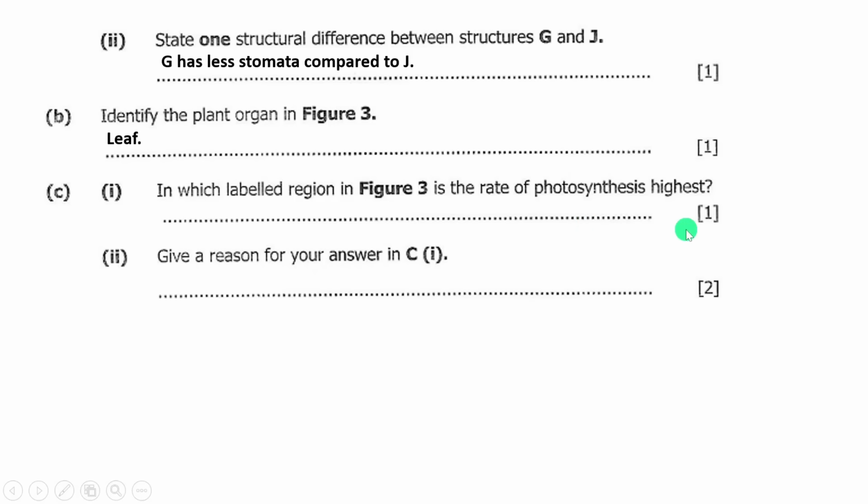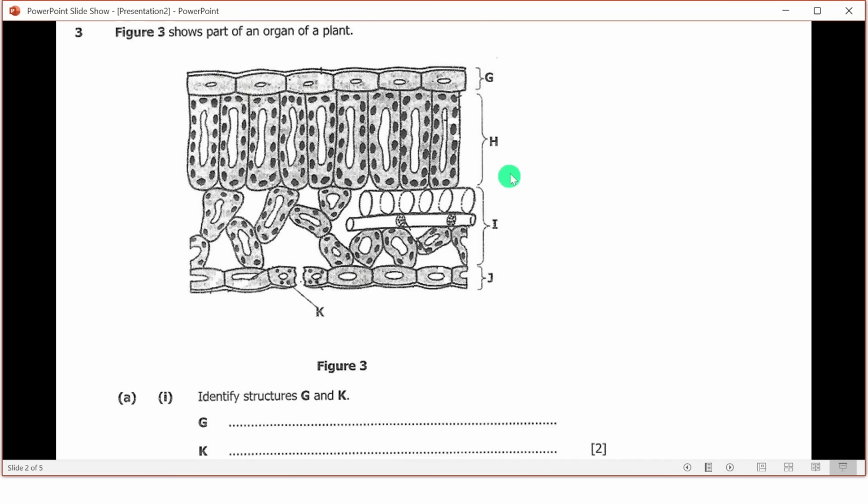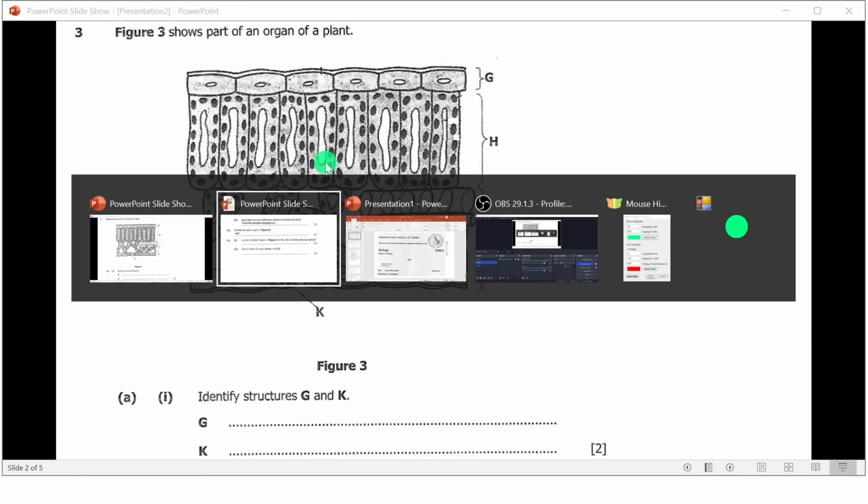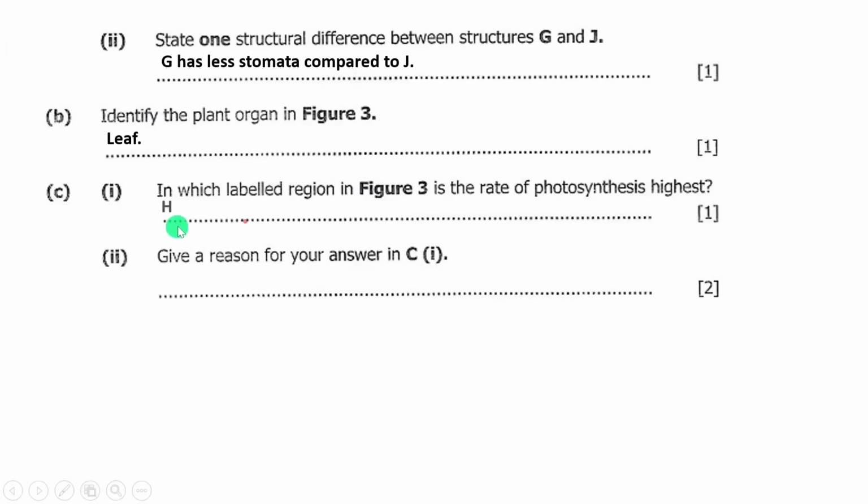In which labeled region in figure 3 is the rate of photosynthesis highest? So when we come to this labeled G, H, I, J, in which of these regions is the rate of photosynthesis highest? It is actually highest in H here. So put H here. Then they're saying give a reason for your answer.